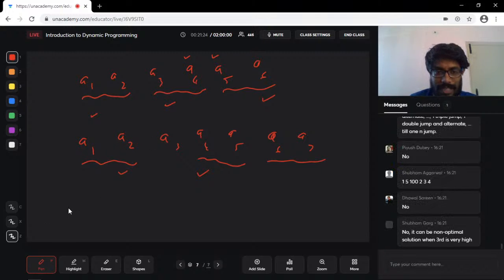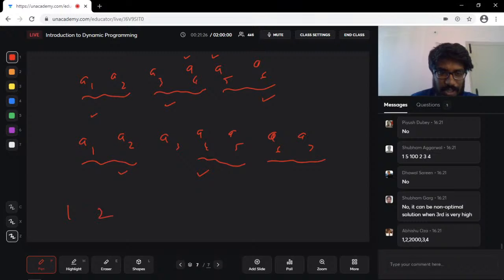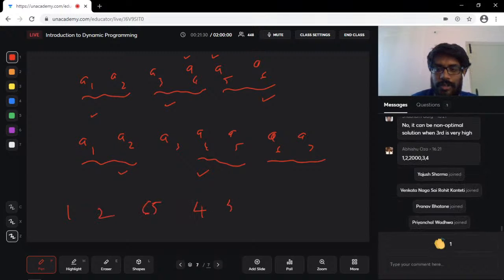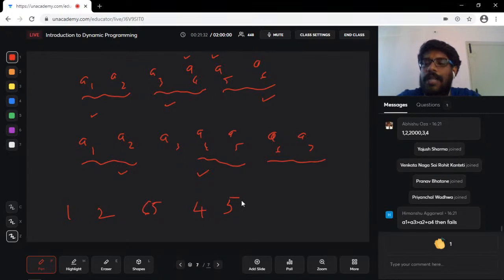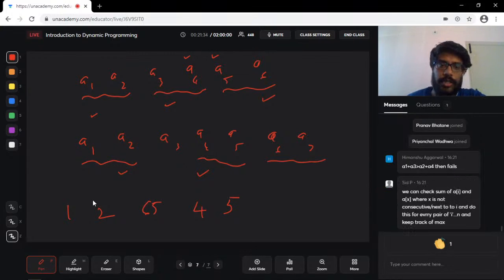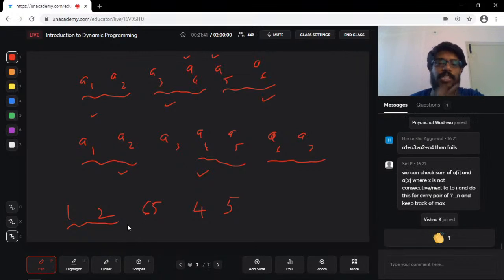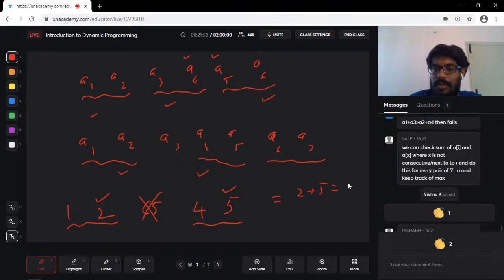Okay, someone gave a very nice example, which is 1, 2, 65, 4, and 5. So what is this algo going to do? It's going to consider 1 and 2, the first two elements, and pick the maximum, which is 2. Then it's going to skip 65, go to 4 and 5 and pick the maximum, which is 5. So the answer here will be 2 plus 5, which is 7.